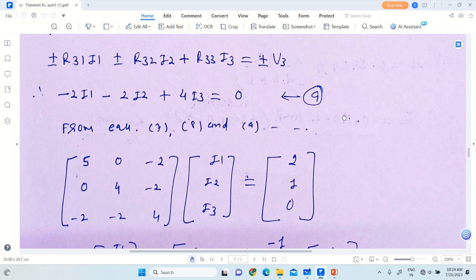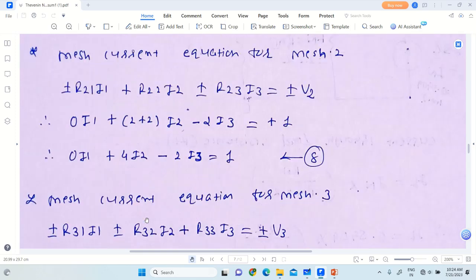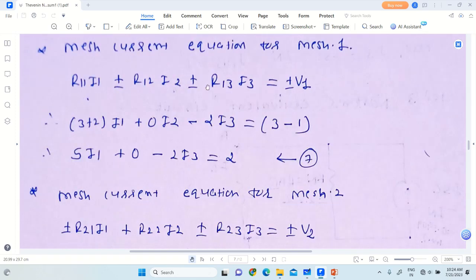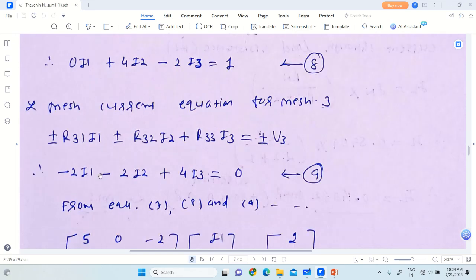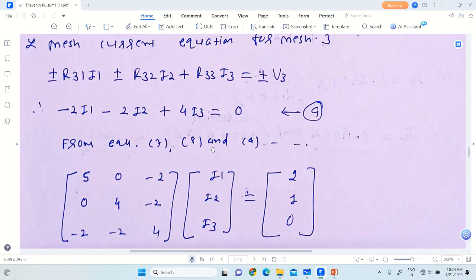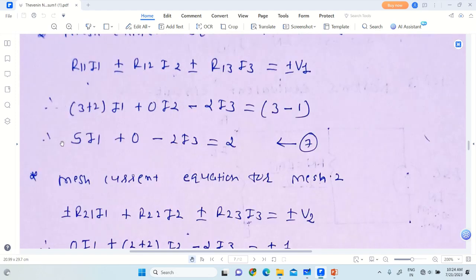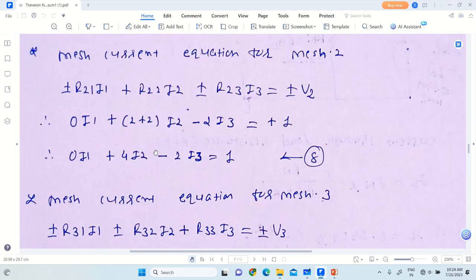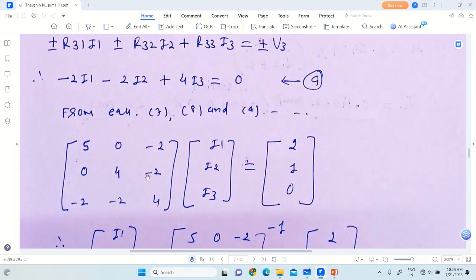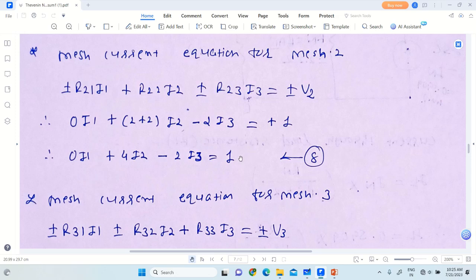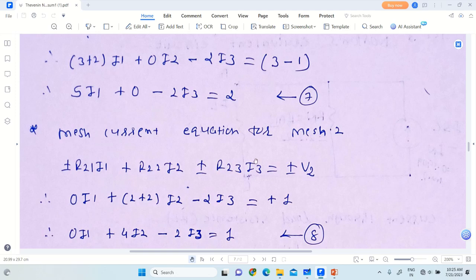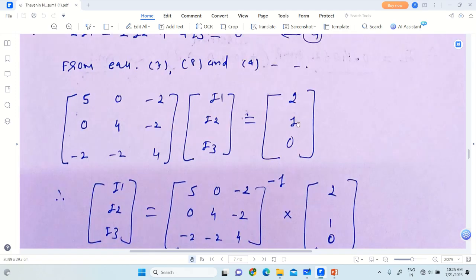Right. So arrange equations number 7, 8 and 9 in terms of a matrix. This R11, R12, R13, R21, R22, R23, R31, R32, R33, they are the coefficients. So it's a coefficient matrix. So separate them out. So R11 is 5, then 0, then minus 2; second row 0, 4, minus 2; and third row minus 2, 0, 4. Then this variable vector, column vector I1, I2 and I3, is equal to the RHS column vector 2, 1, 0.